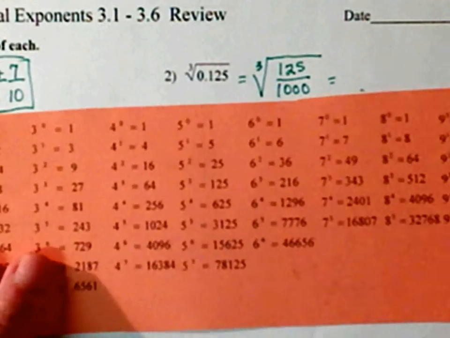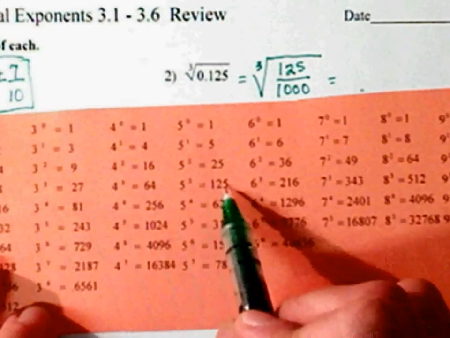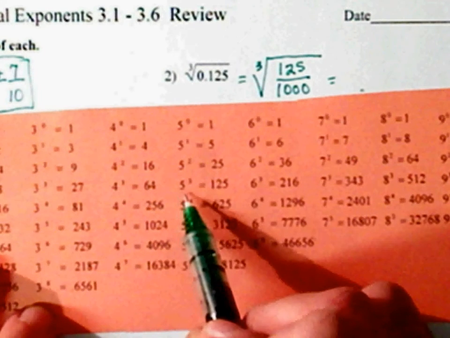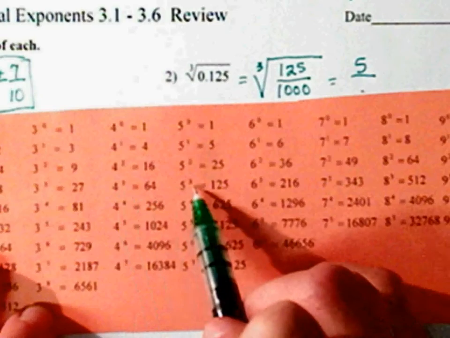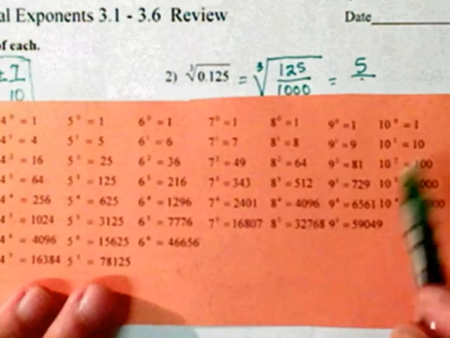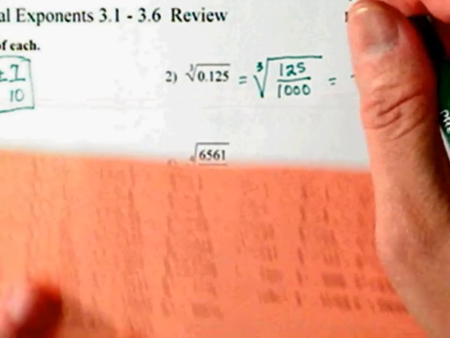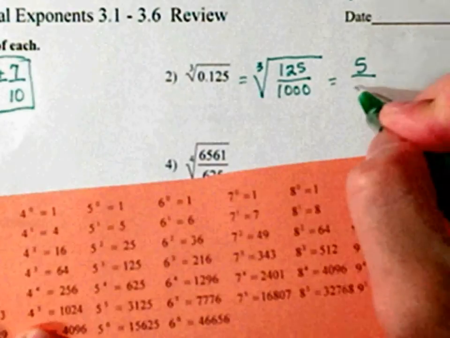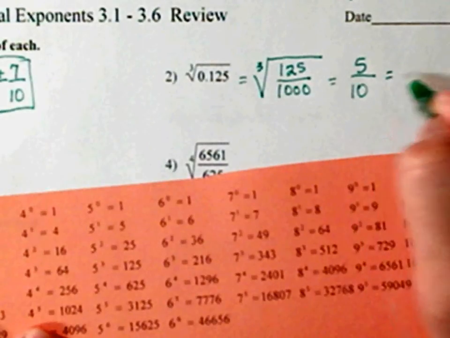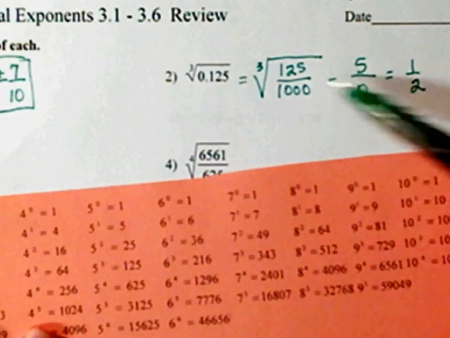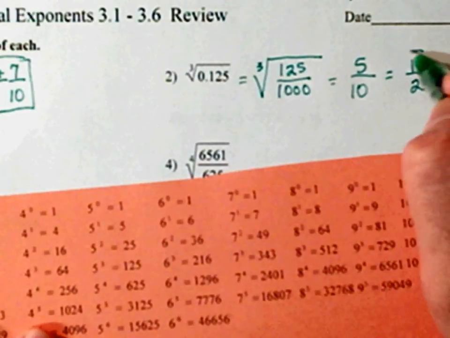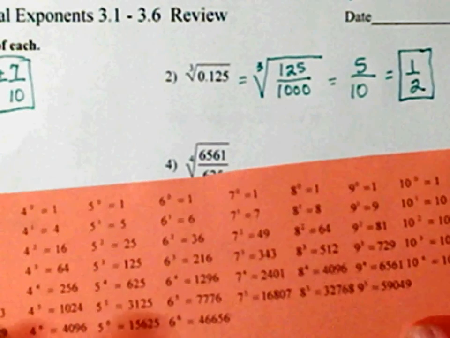What's the cube root of 125? The cube root of 125 is 5. The cube root of 1,000, see how these are all cube roots? The cube root of 1,000 is 10. So here is 5 over 10, which simplifies to 1/2. Your root is odd, it's a positive number, so this one stays positive.